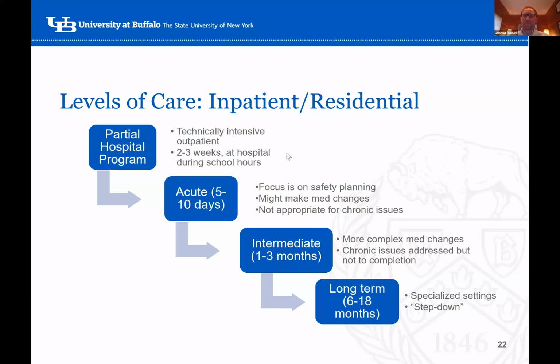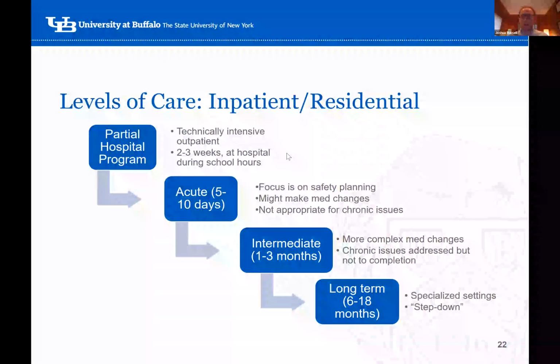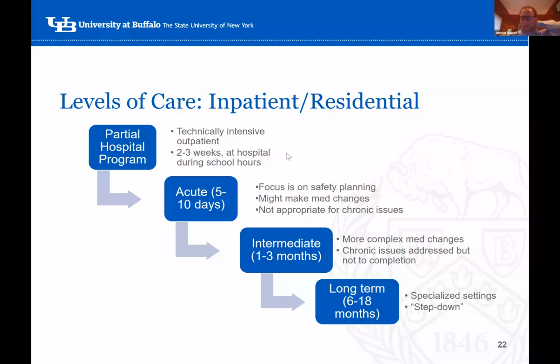Okay, so the first step with inpatient and residential level of care is technically not inpatient. It's kind of a compromise between inpatient and outpatient, and it's called a partial hospital program. So this is technically an intensive outpatient program, and it lasts about 2 to 3 weeks, but kids are going to a hospital setting basically for school hours. So 5 days a week, 6 hours a day, where they're getting consistent individual and group therapy. There are psychiatrists involved that can manage medications. And it's to prevent kids who are at imminent risk of going into the hospital.